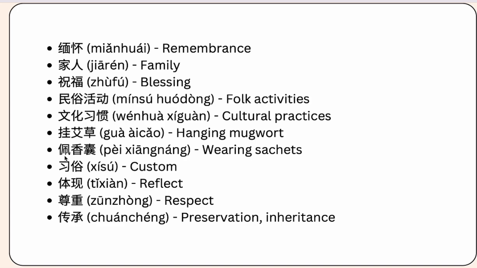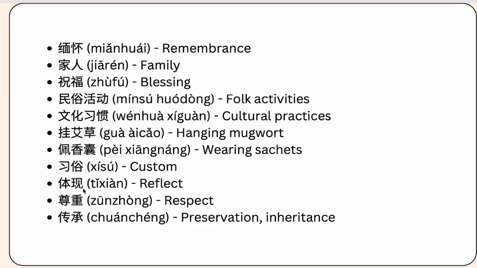香囊. 香 means smells really good, fragrant. 囊 is a bag. So it's a bag that smells really good, sachets. 香囊, sachets. So 佩香囊 is wearing sachets. 习俗, customs. 习 is the same 习 from 习惯, habit. 俗 is like 民俗, folk. So it's people's habits, customs.